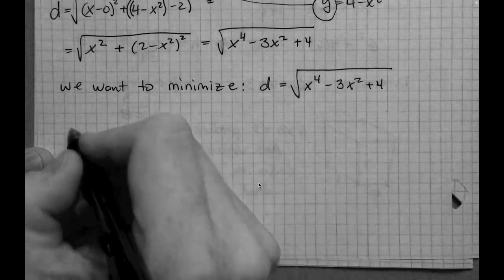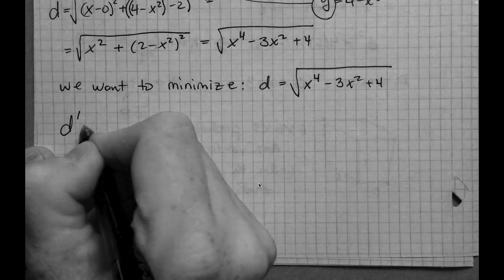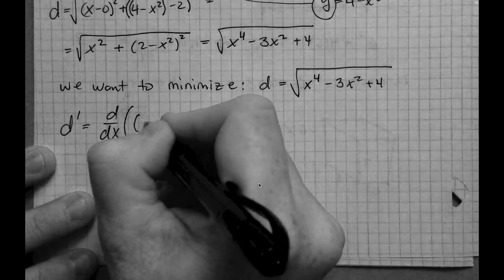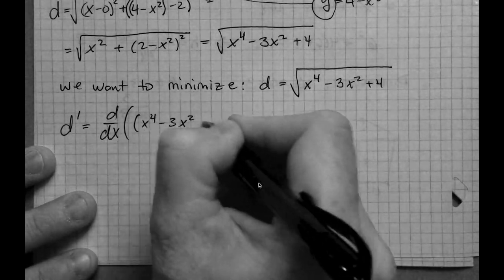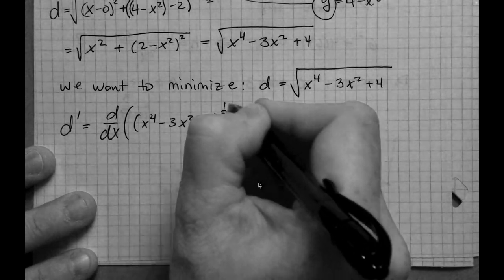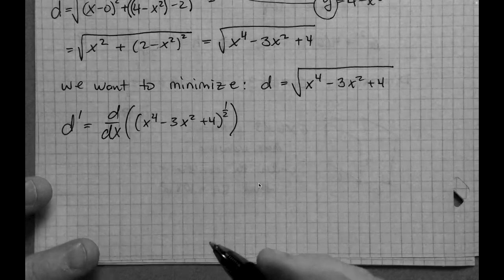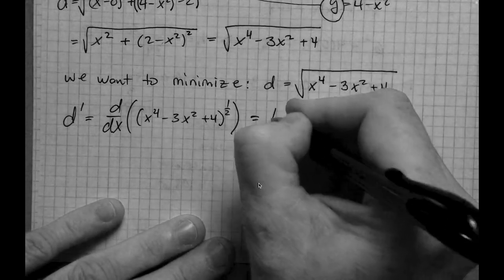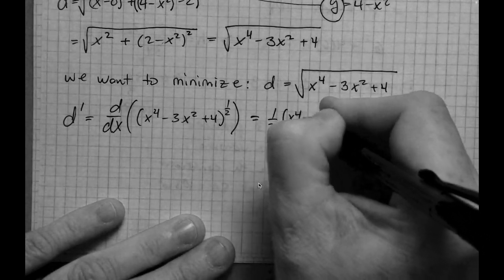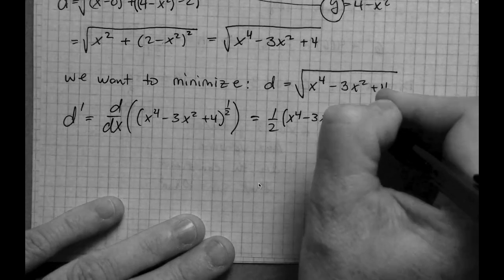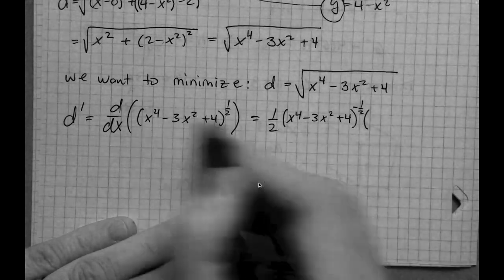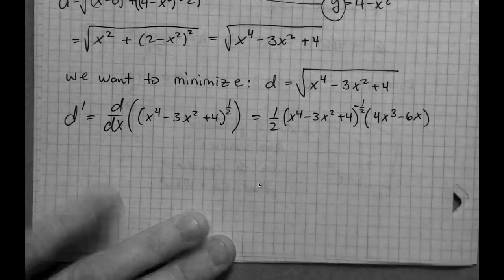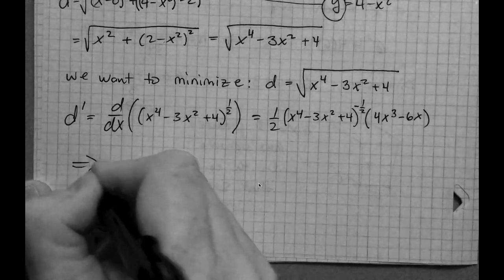Okay, so we're going to need the derivative, aren't we? So let's calculate d prime. I'm going to write d prime, and then that's d/dx of this, which I'm going to write as x to the 4th minus 3x squared plus 4, 1/2 power, like so. And we can differentiate this, right? This is going to require the chain rule, but we can do that no problem by now, right? So 1/2 x to the 4th minus 3x squared plus 4, negative 1/2 power, and then times this derivative inside, which would be 4x cubed minus 6x. Looks like that, right?